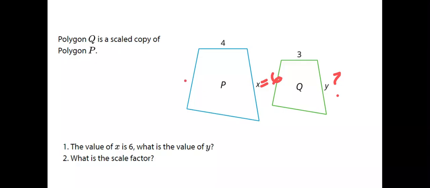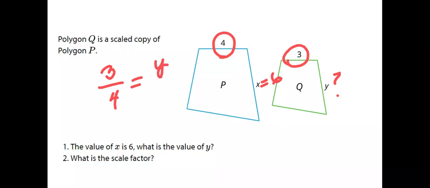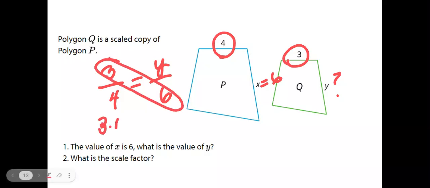Here's how I'm going to do it. There are lots of different ways you can set this up, but I'm going to set up a proportion. From Q to P, that top side is 3 divided by 4, and that's got to equal Y over 6. I don't know if you remember setting up proportions and solving; you cross multiply and divide is the way I've been taught. So I would do 3 times 6 equals Y times 4.